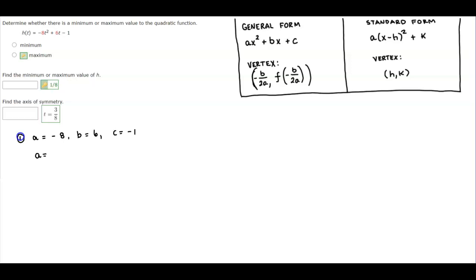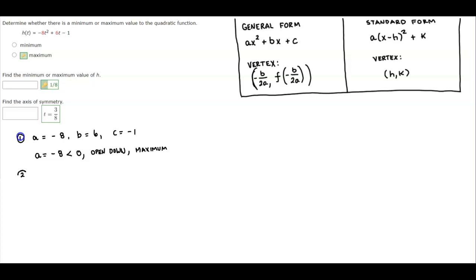Well, since we know that a is equal to negative 8, that means that it's less than 0. So that means it's going to open down. And if the parabola opens down, then therefore this becomes a maximum point.